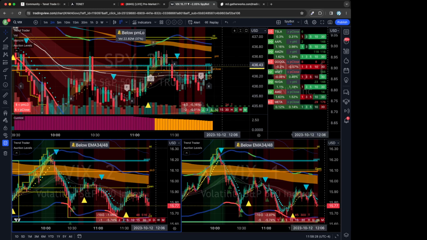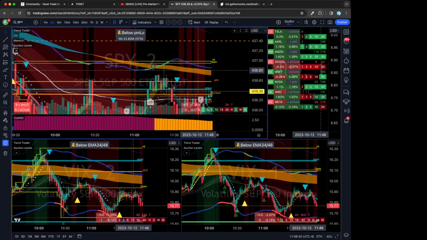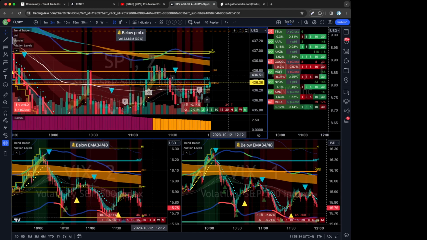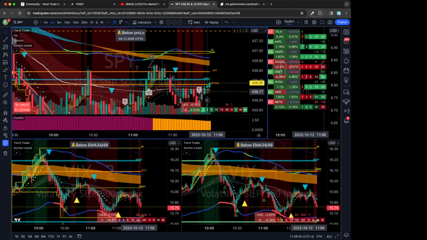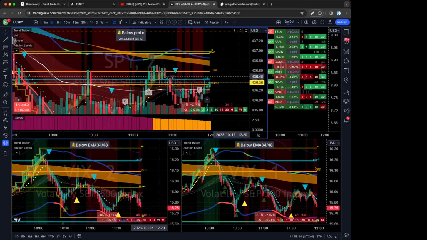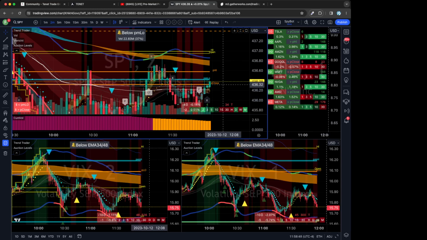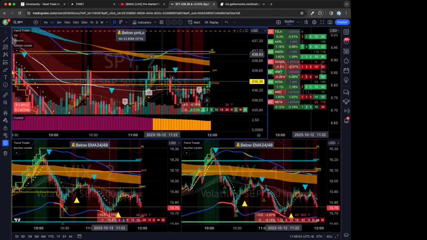If you want to go up, you need to be above this. So if the bot tells you to get into calls, I would ignore the bot because we're below the 34/48 EMA clouds. So you need to know when to trust the bot and when not to. But right now, I believe the only option is just scalping. So you get puts at the top, and if you're wrong, you stop out very quickly.